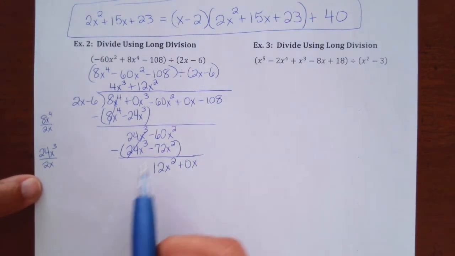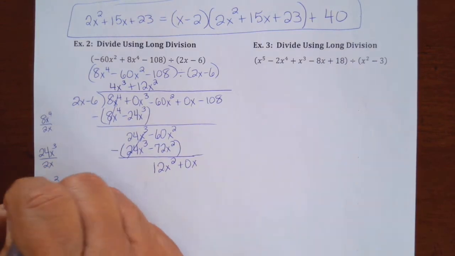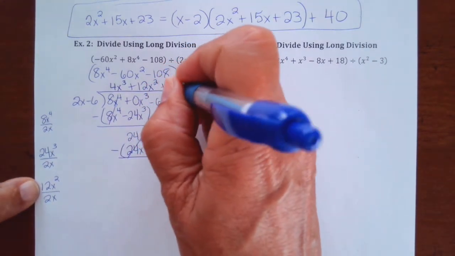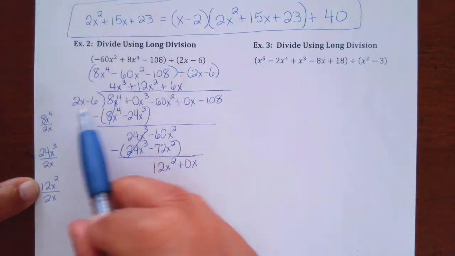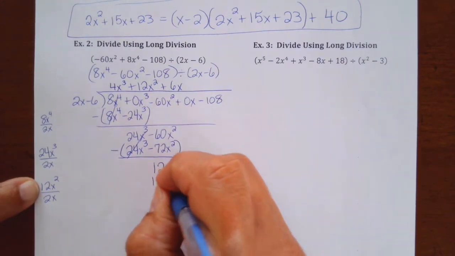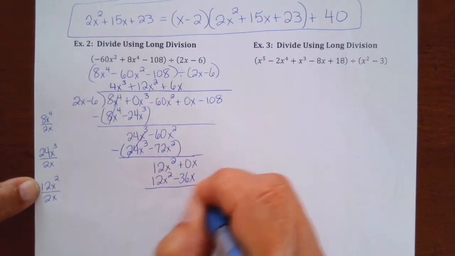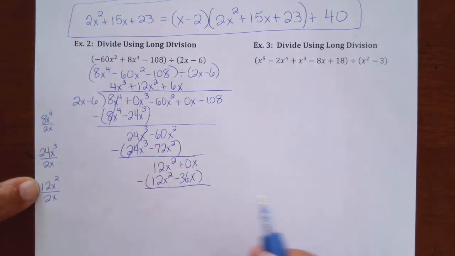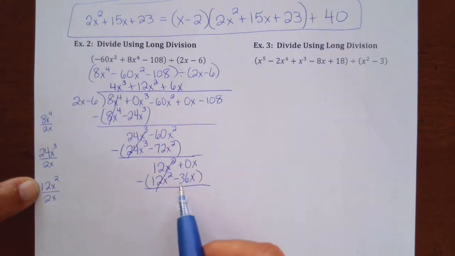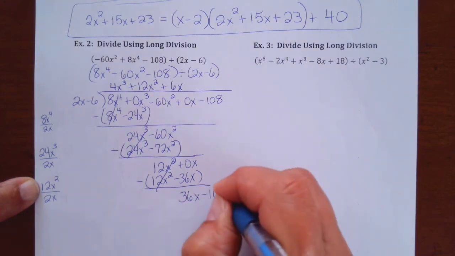All right, start over again. First term divided by first term. So 12x squared divided by 2x gives you 6x. So that goes up here. Multiply 6x times these two. So 6x times 2x is 12x squared. 6x times negative 6, negative 36x. And then we're going to subtract both of those. So 12x squared minus 12x squared is 0. 0 minus a negative 36x is positive 36x. Bring down that last term.